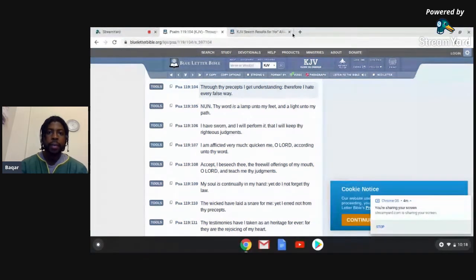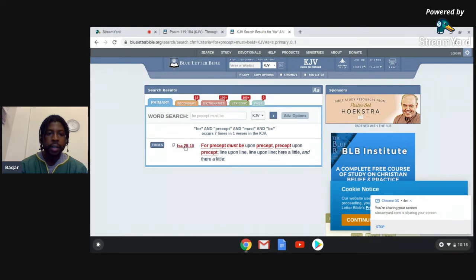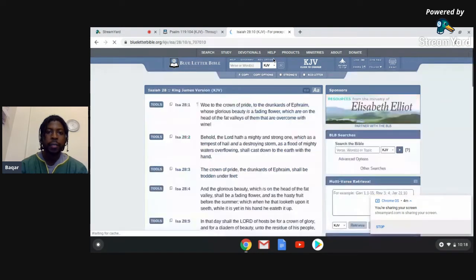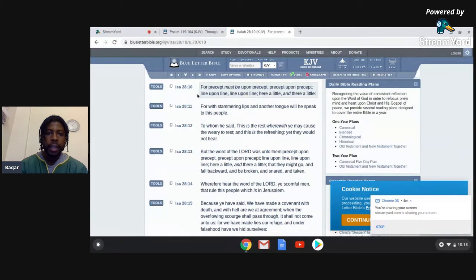Now, this is going to be the headline scripture for today, Isaiah 28 verse 10. It says, for precept must be upon precept, precept upon precept, line upon line, line upon line, here a little and there a little. And that's why you'll see us get a couple of precepts from one book and jump to another book to get a couple of precepts from there, and then jump to another book to get a couple of precepts from there.